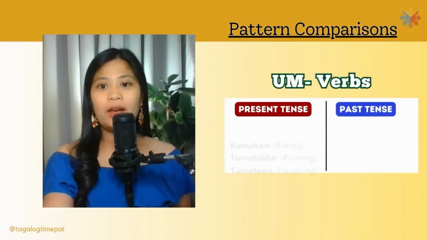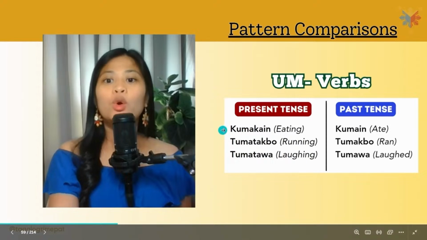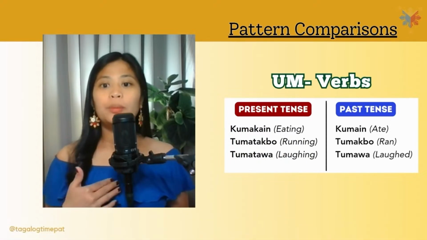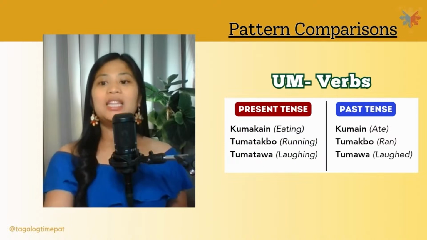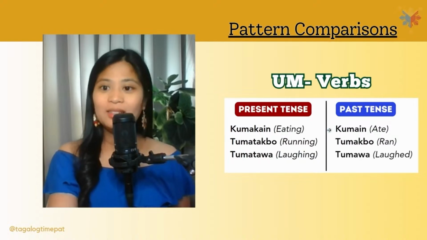So now let's compare. In the present tense, kain is kumakain. Kumakain ako, I am eating. In the past tense, it's kumain. Kumain ako, I ate.